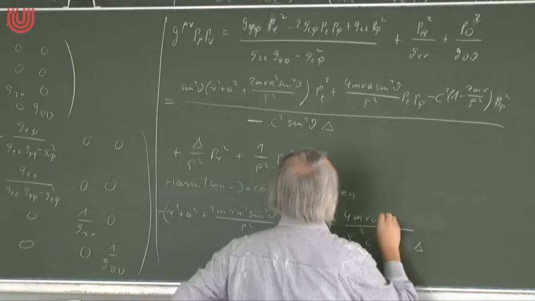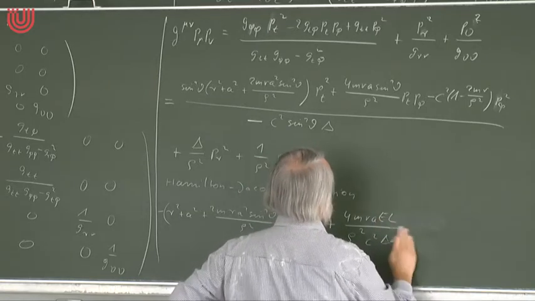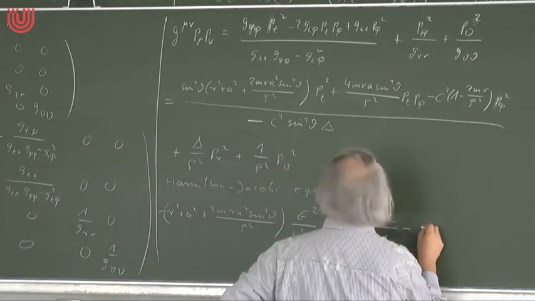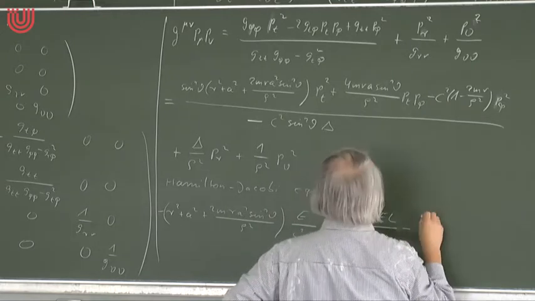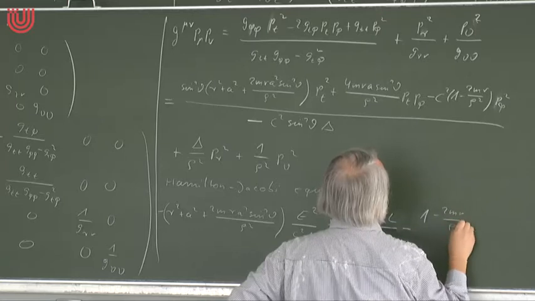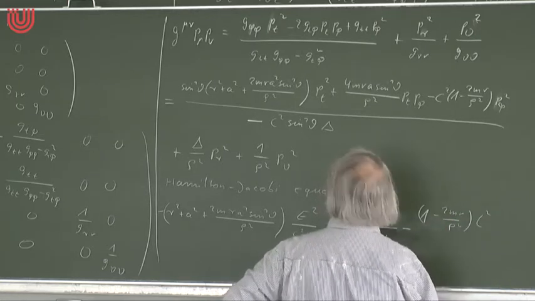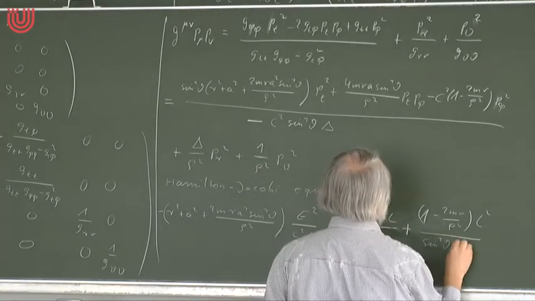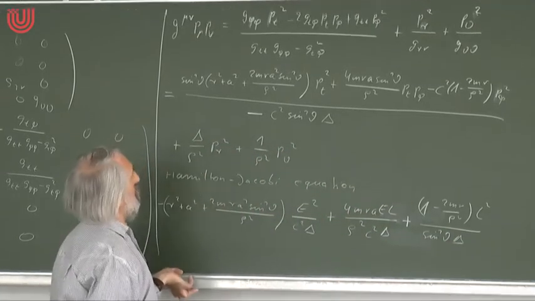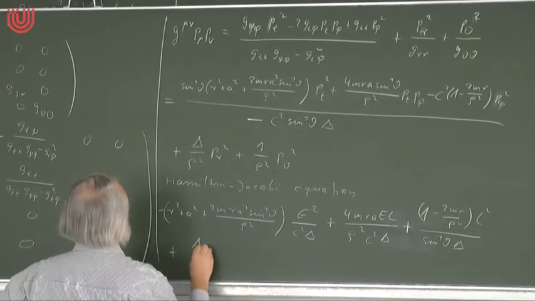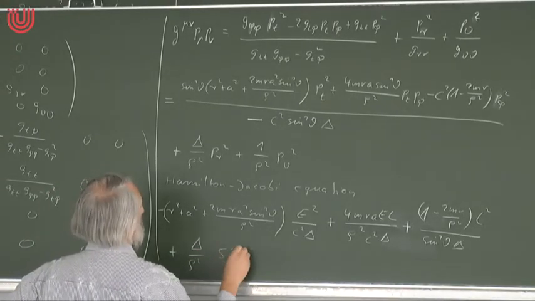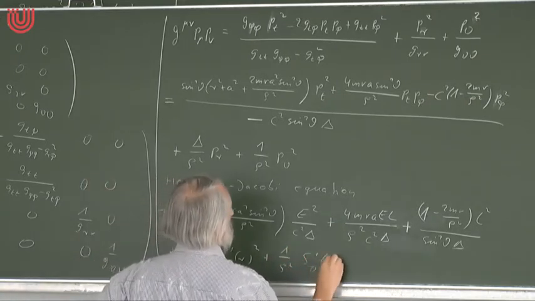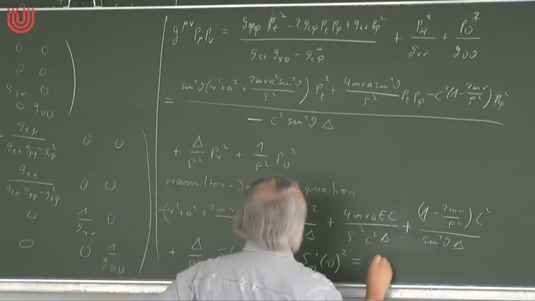So, okay, let me write it this way to save a little bit of space. That's the second term. And the third one, this is minus c squared cancels against c squared, 1 minus 2mr over rho squared, p_phi squared is L squared. I have 2 times a minus sign, so it's plus, c squared is gone, sine squared theta delta. And the remaining terms, plus delta over rho squared S_r prime of r squared, plus 1 over rho squared S_theta prime of theta squared. And the whole thing is minus epsilon.